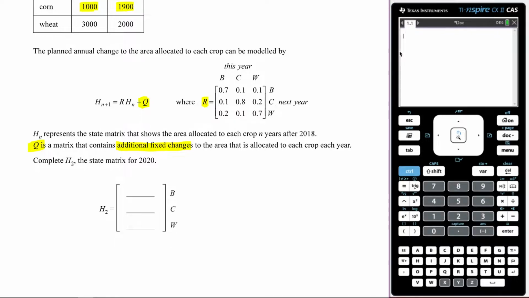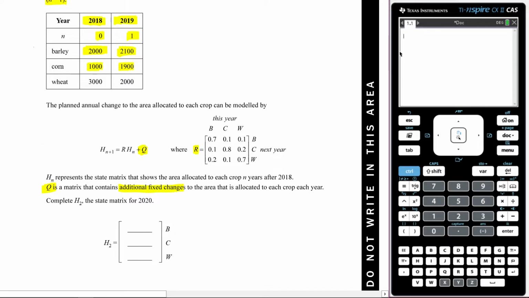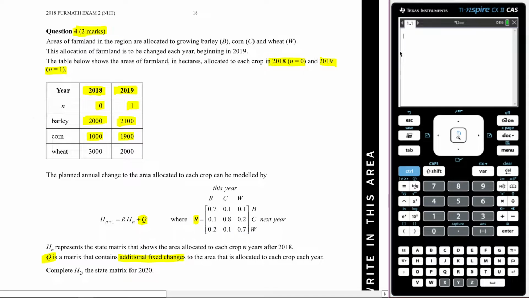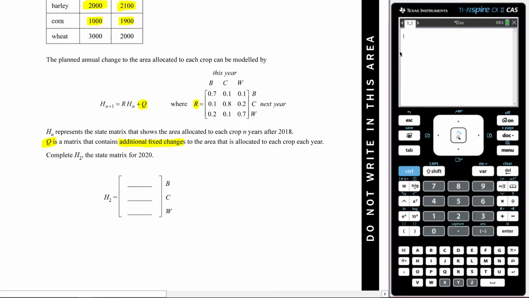Now, this is where it's important to take a step back for a moment. Do you see how this is a 2-mark question? Hopefully just by reading the question, you can figure out that Q is an important thing, and you're actually going to be given 1 working out mark if you get this wrong. So if you get the answer wrong, but you write down what Q is, you'll actually get 1 mark out of 2 for this. We'll talk more about that later. It says complete H of 2, the state matrix for 2020.